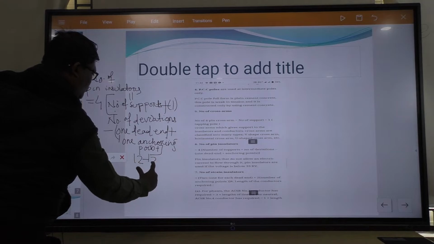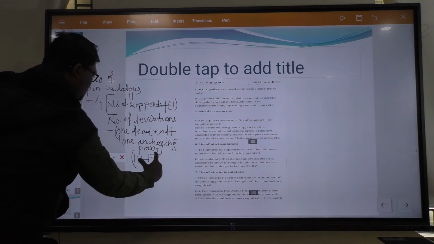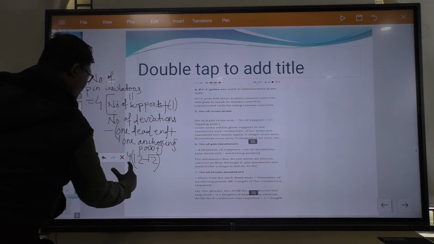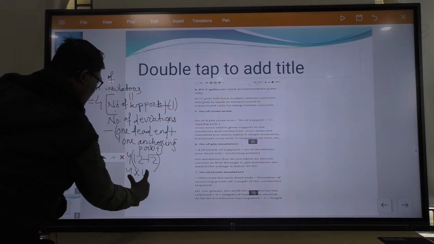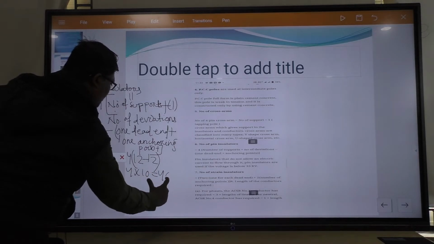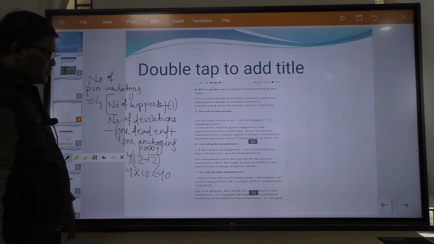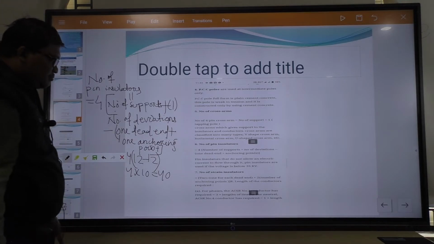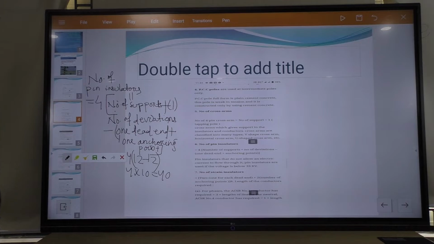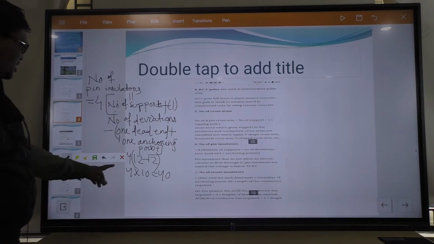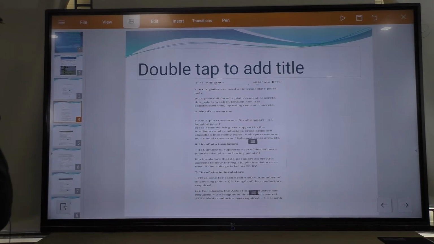12 minus 2 is 10, into 4. So 4 into 10 is equal to 40 pin insulators required. This is an example of how many pin insulators are required. Next, the number of strain insulators. What is the formula?